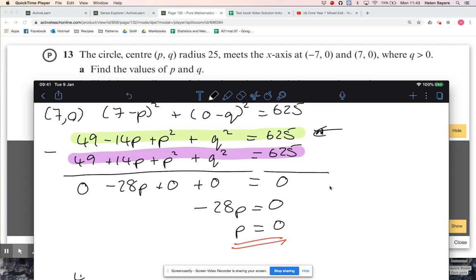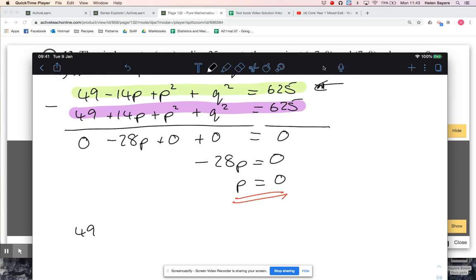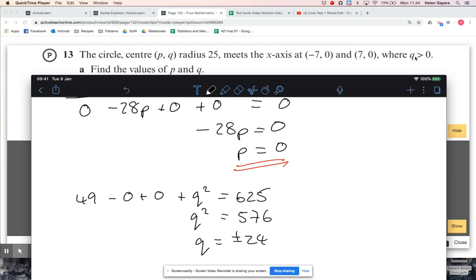So if p is 0, let's go back to the highlighted green one. That becomes 49 minus 0 plus 0, so you don't have to put those, plus q squared equals 625. So q squared I get as 576. If I square root 576, I'm getting plus or minus 24. And of course, it told me that q is greater than 0, so q must be positive 24. So even without checking it, I'm feeling pretty happy about p being 0, because otherwise they would have told me whether p was positive or negative.